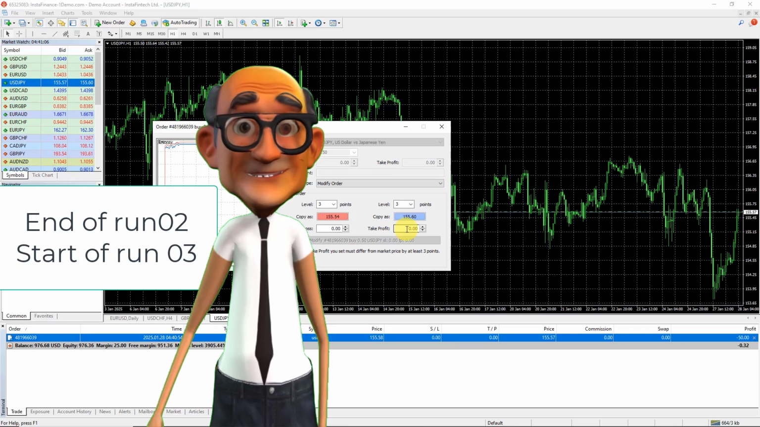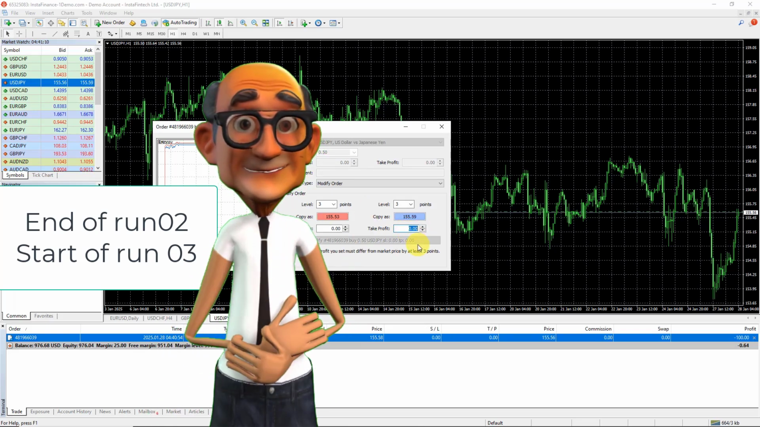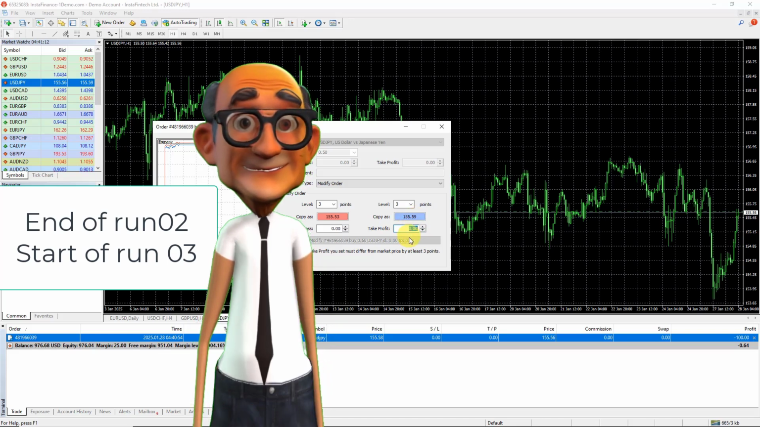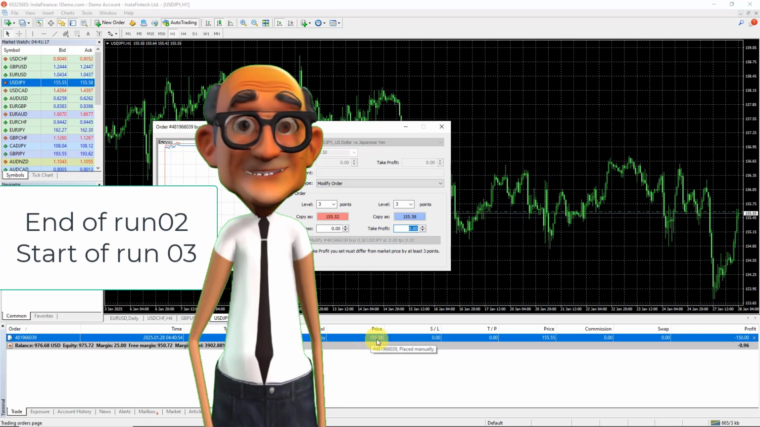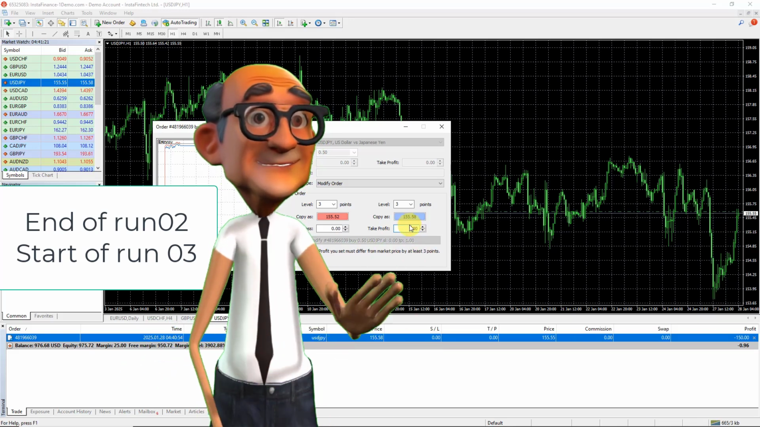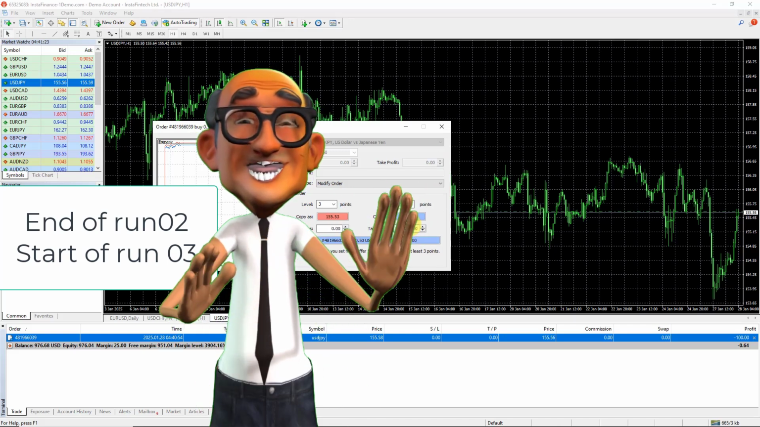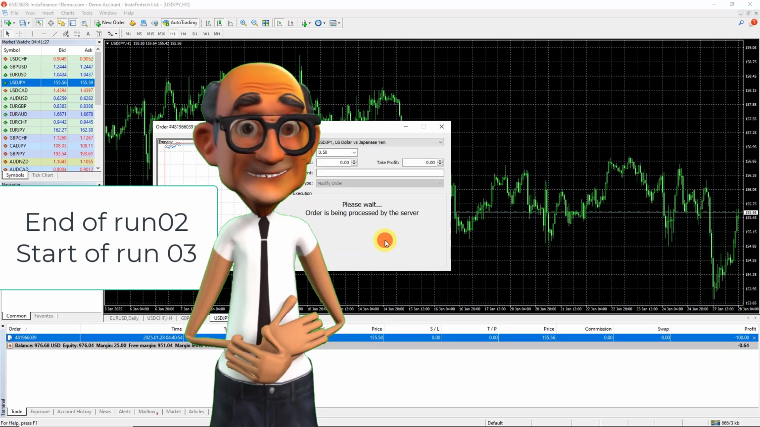Righto, so the take profit is going to be 100 pips above that. Where's our entry price? Right, our entry price is 155.58, so it's 156.58. So let's go say 156.58, right? And let's go and put it in.